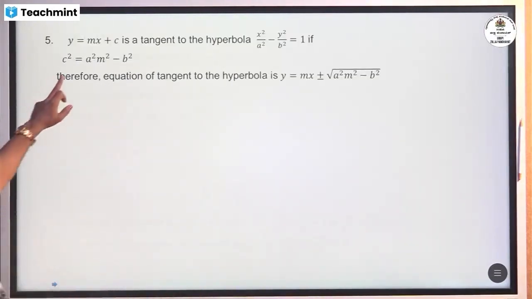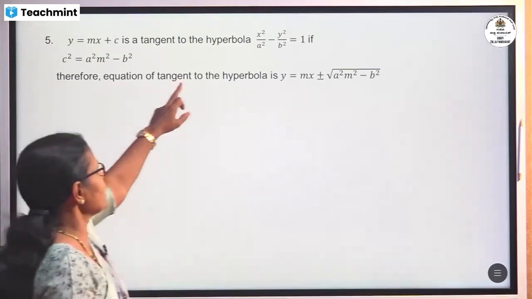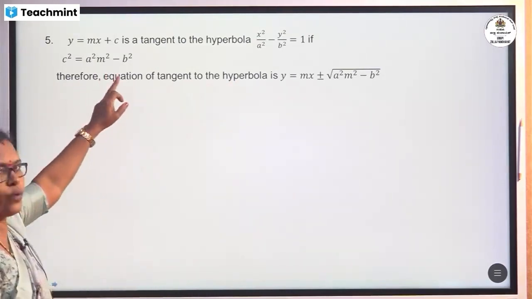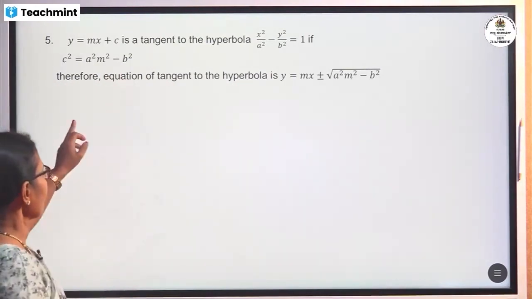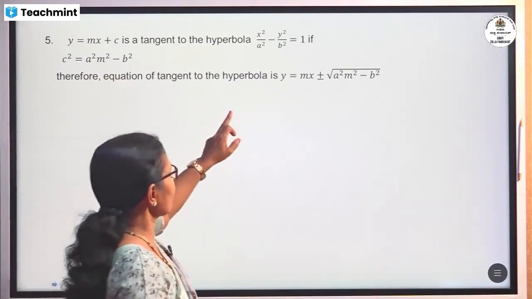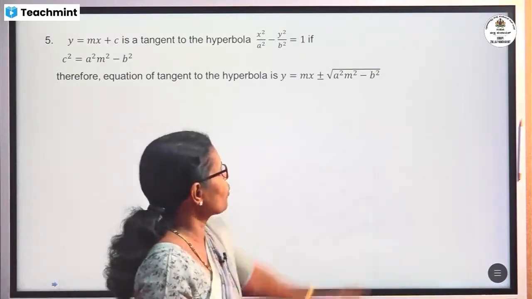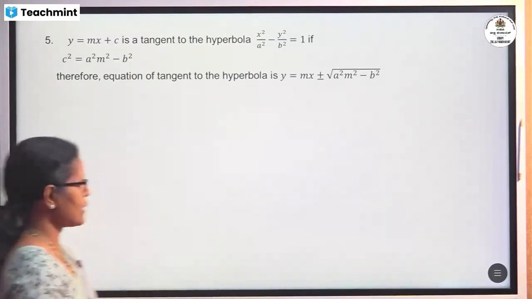Next, y is equal to mx plus c is a tangent to the hyperbola if c square is equal to a square m square minus b square. Therefore, equation of the tangent to the hyperbola is y is equal to mx plus or minus square root of a square m square minus b square.